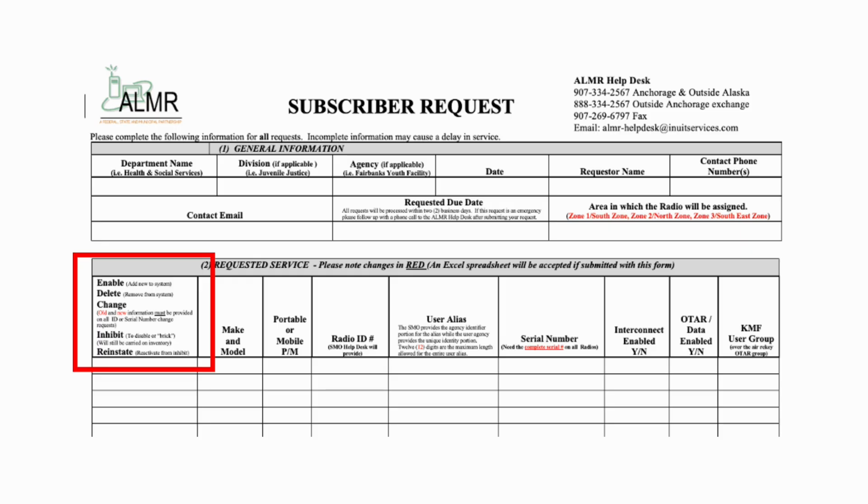When making changes to subscriber units or radios, they can be enabled, deleted, changed, inhibited, or reinstated. Commonly, changes are made when you obtain new radios or discard old ones. To make these changes, utilize the subscriber request form. For each radio, indicate the make and model, if it is a portable or mobile, the serial number, and if making a change, the radio ID number. For radios that have encryption, also include if the radio supports over-the-air rekeying.